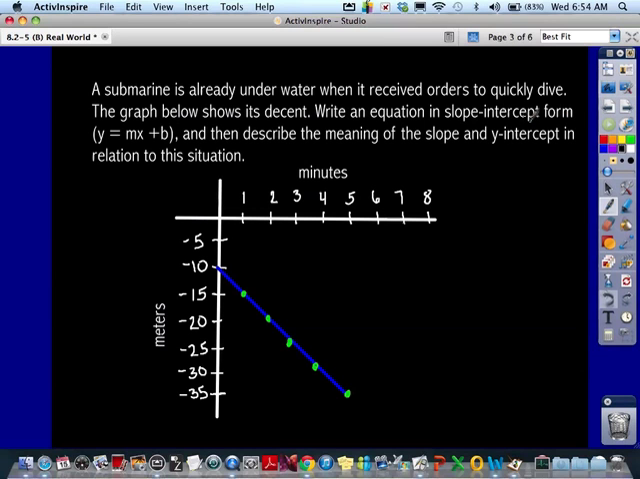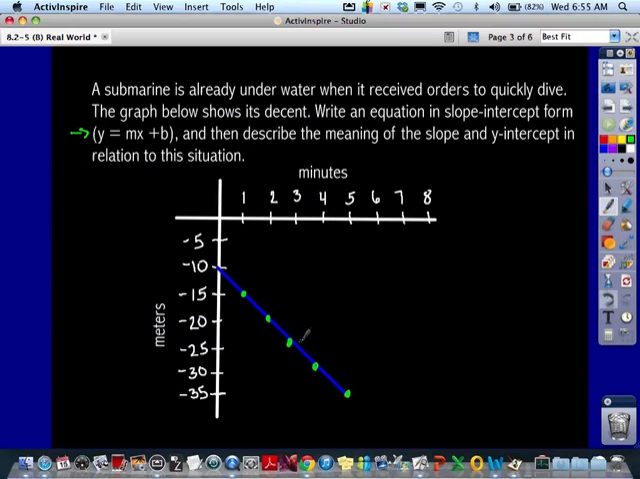All right, and here's really the only example I was going to make you sit through here. It says a submarine is already underwater when it received orders to quickly dive. The graph below shows its descent. Write an equation in slope-intercept form. If you forgot what that is, that's y equals mx plus b. And then describe the meaning of the slope and y-intercept in relation to the situation.